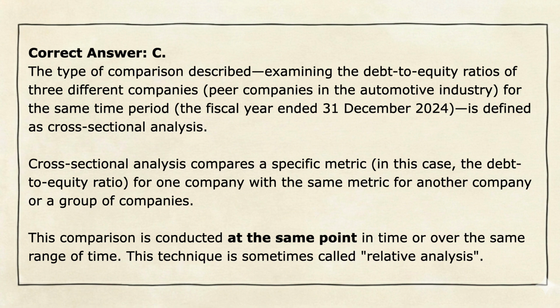Correct answer, C. When we look at how much debt a company has compared to its equity, like checking the debt-to-equity ratios of 3 automotive companies at the same time, we're doing a cross-sectional analysis. Cross-sectional analysis is like taking a snapshot of a specific metric, here, the debt-to-equity ratio, for one company and seeing how it stacks up against another company or group of companies. This comparison happens at the same moment or over a similar period. Sometimes we call this relative analysis.